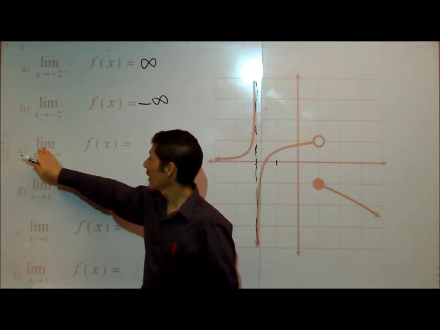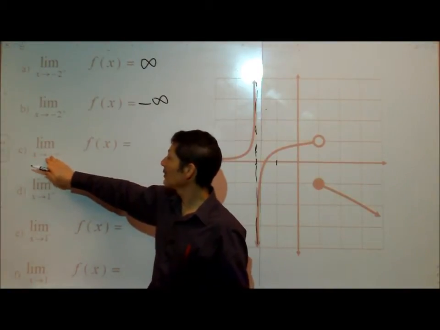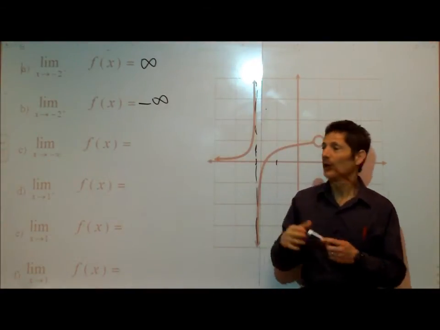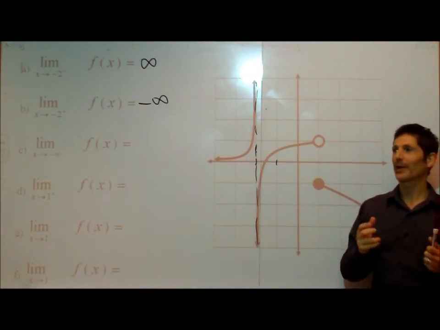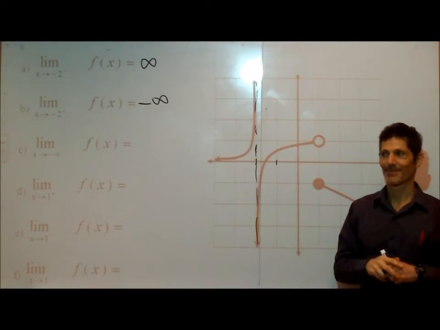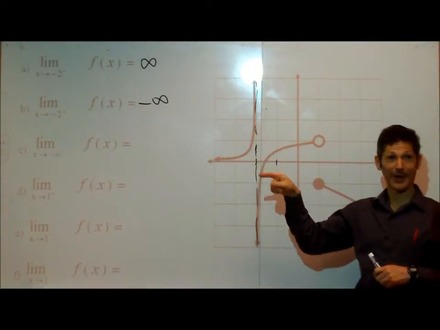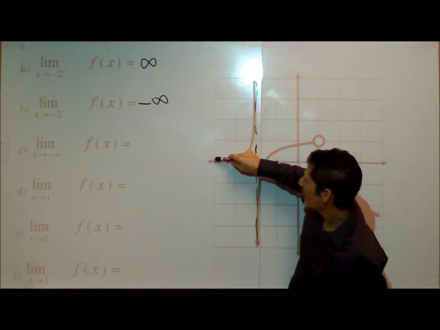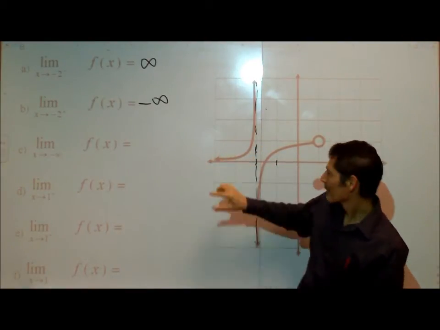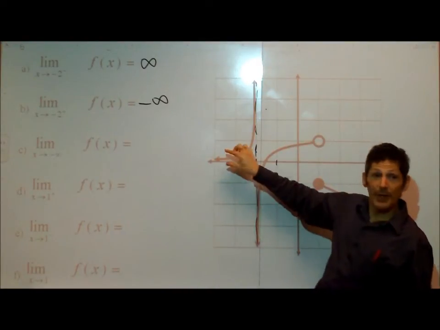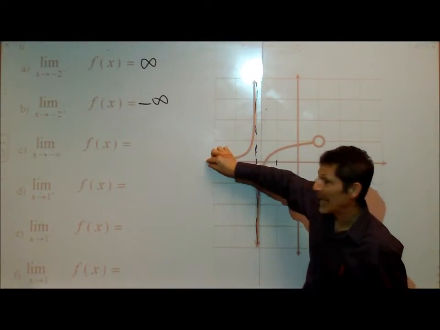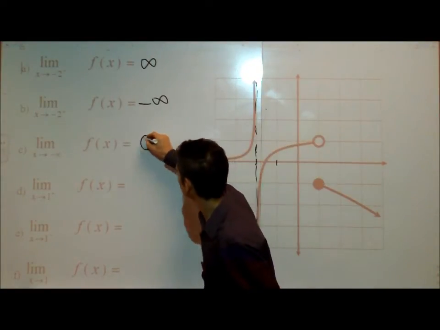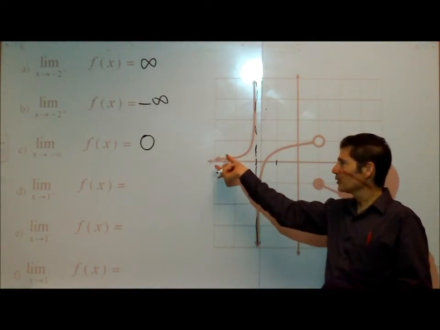This says I'm trying to find the limit as x approaches -infinity of this function. So now I'm trying to get to -infinity. Which piece of the graph do you think I follow? How do I get to -infinity? Yeah, Kevin's pointing this way. I follow the graph in this direction. Now what's happening to my y value? It looks like I'm getting closer and closer to the x-axis. So what's the y value? 0. Right, if I'm sitting right on the x-axis, my y value is 0.